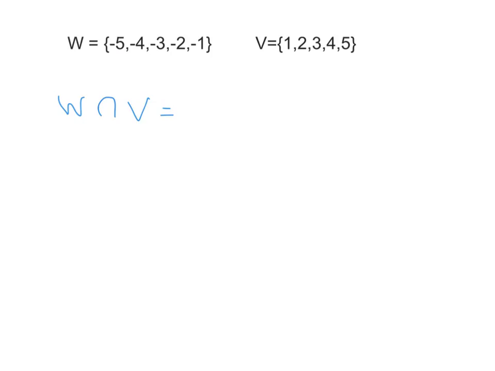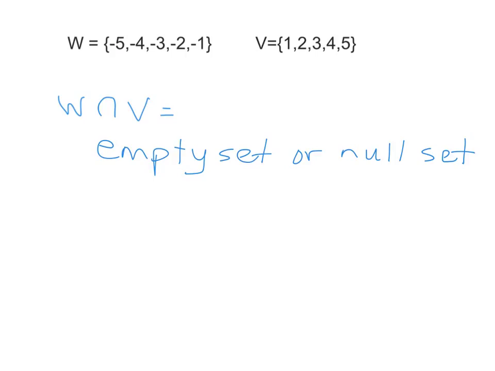In these two sets, W and V, W intersect V has no elements. So there's a term for that. We call it the empty set or the null set, meaning nothing in it. And it can be written a couple of different ways. We can write it like this, 0 with a line through it, or we can write it just brackets and don't put anything in the brackets.